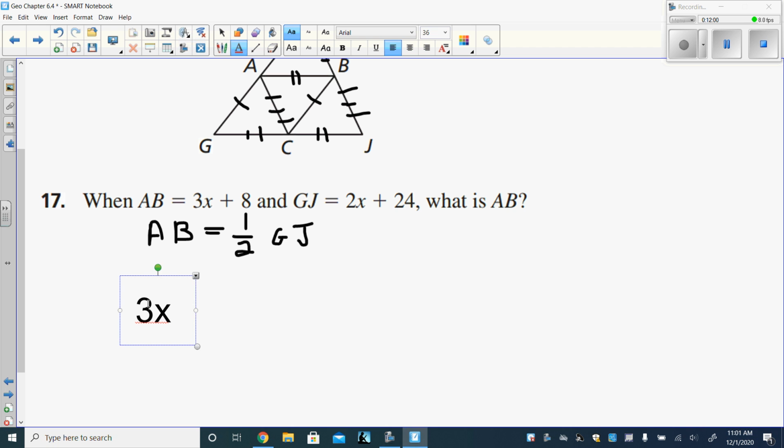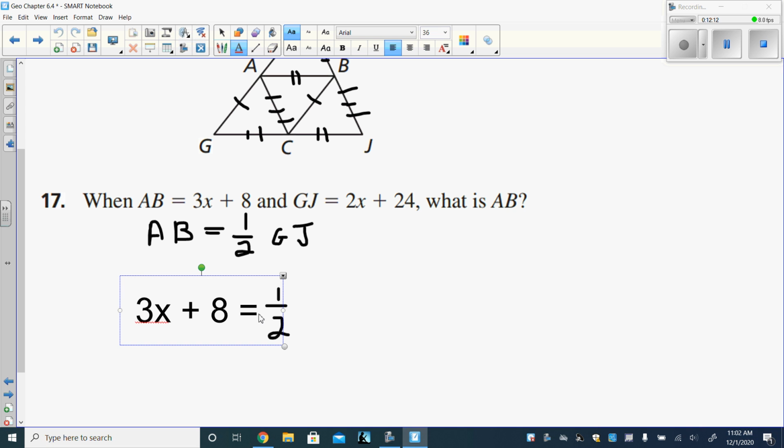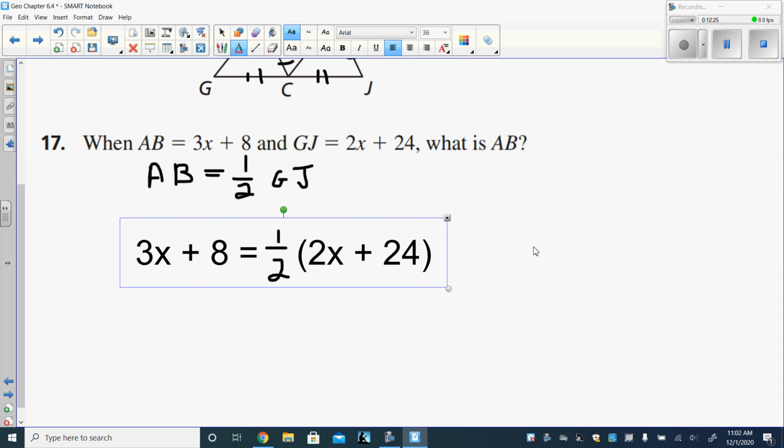3x plus 8 is equal to 1/2. I'll draw that in. 1/2 of GH, which is 2x plus 24. So looking at this here, well, we need to solve. We need to solve for the value of x.